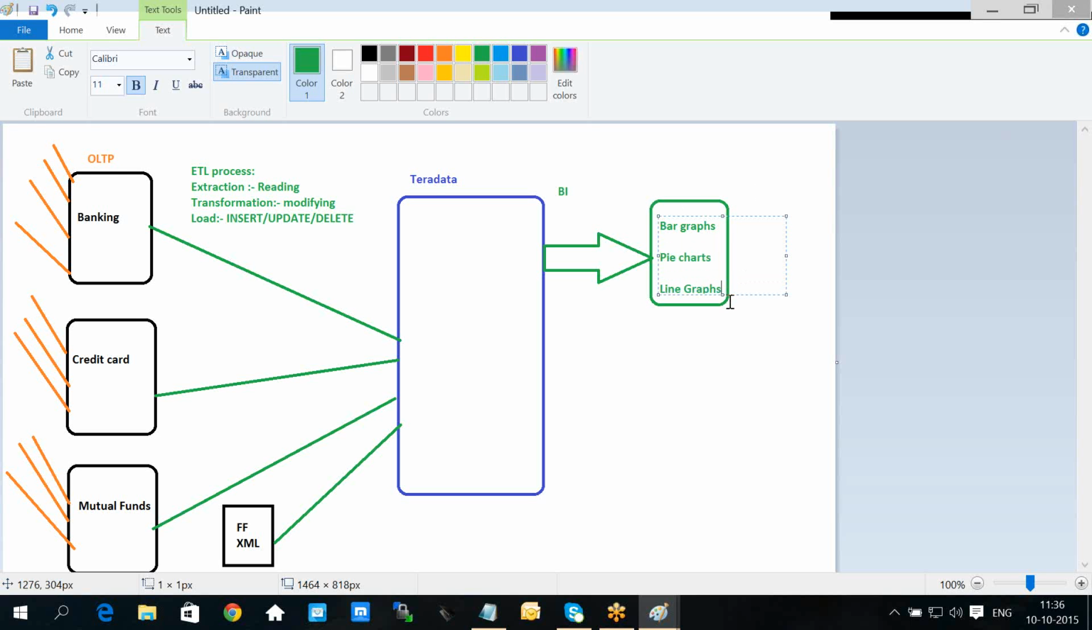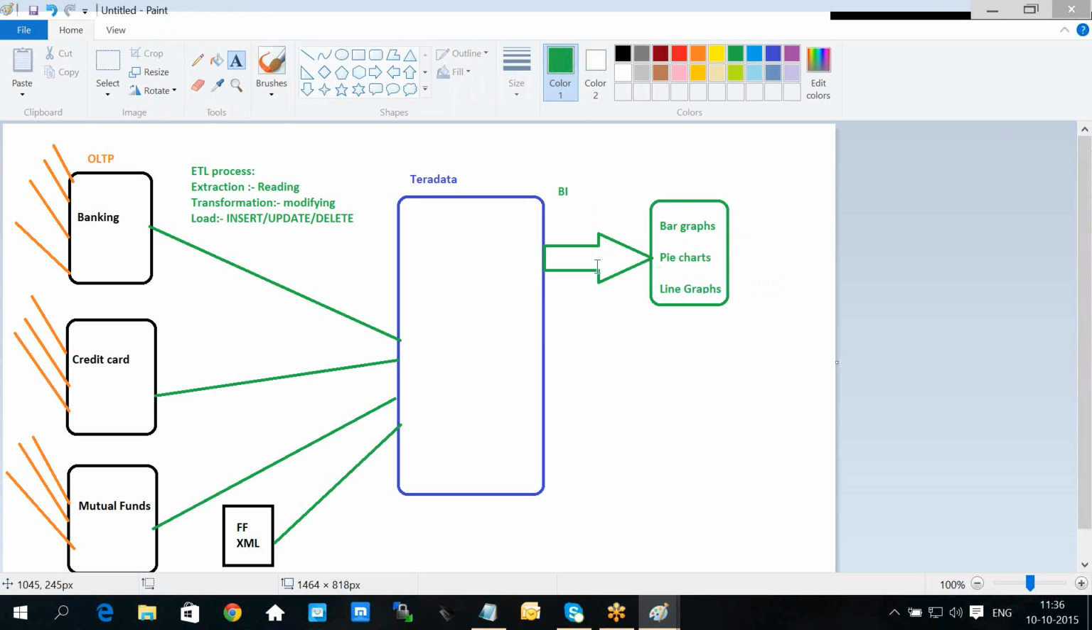Something like that. So this is how you can generate it. All your BI tools are intelligent enough to generate the data in the form of these types, and it will interact with your BI system, warehouse, and then generate the reports.